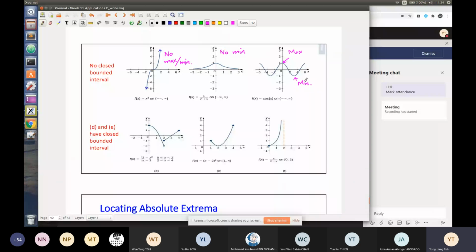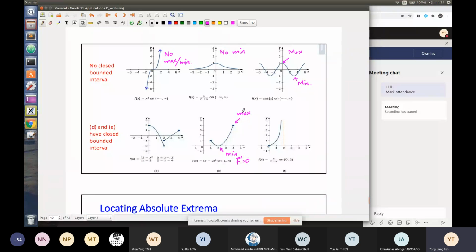However, I want you to contrast this, where you have no closed interval, with a closed interval. When you have a closed interval, you are definitely going to have a min or max. Let's look at E first. You can see that there is an absolute or global minimum. This is your minimum. And you also have a global or absolute maximum. You might observe that the minimum occurs at f prime equals 0.